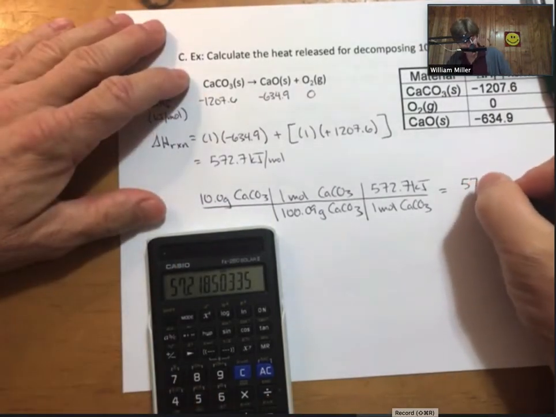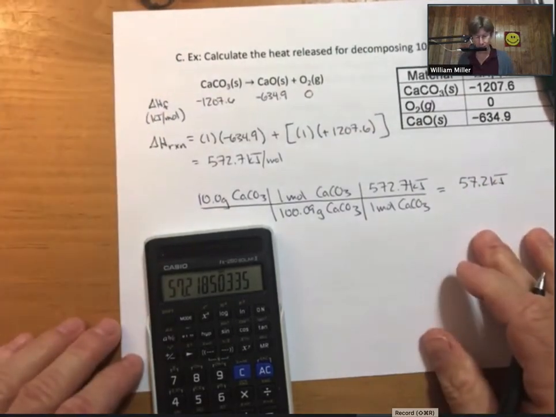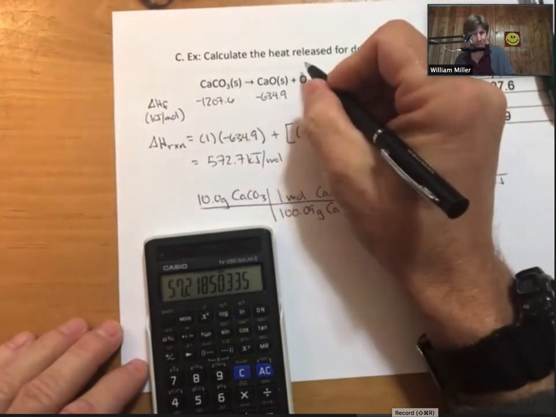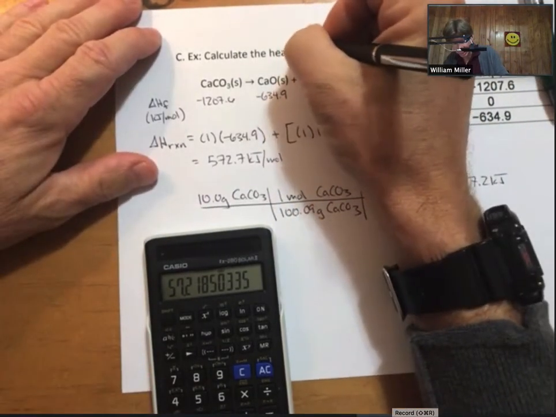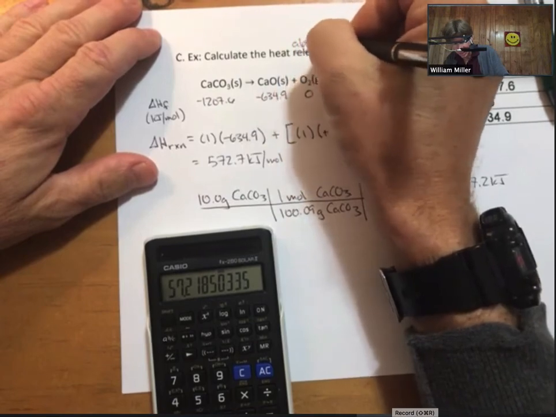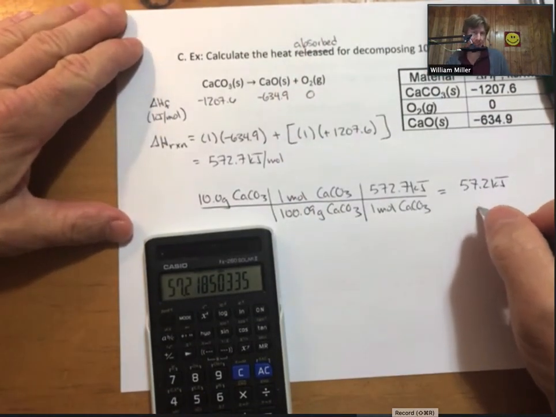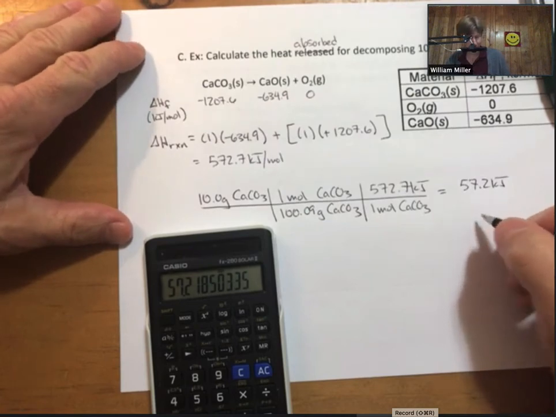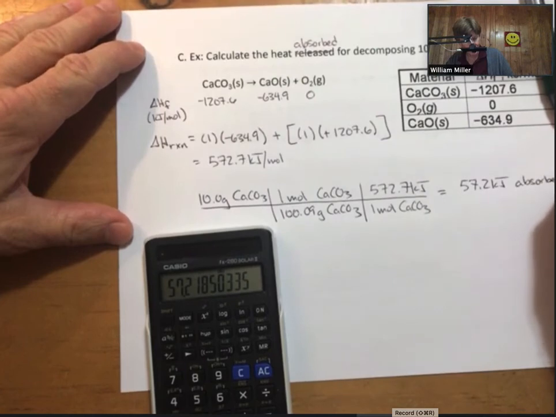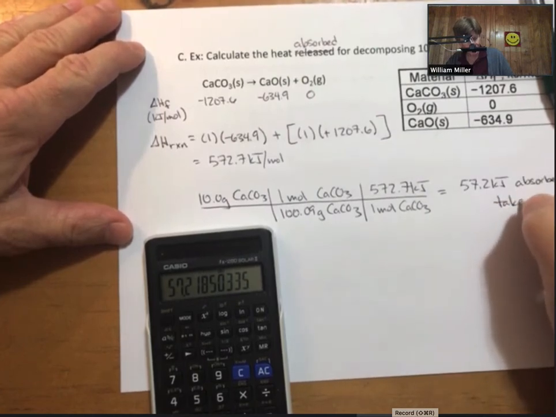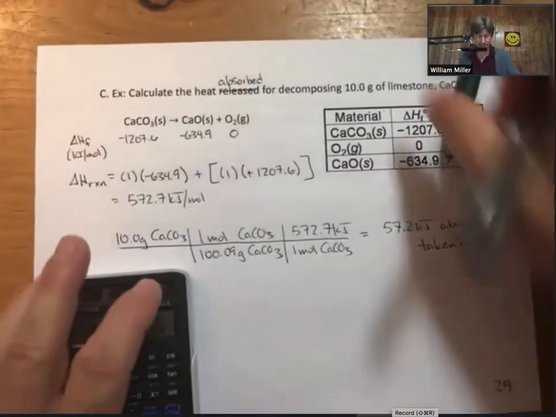57.2 kilojoules. It says heat released in the initial problem. This is heat absorbed, because it is positive, which means it is taken in. This is an endothermic reaction, absorbed or taken in. The positive number tells you that anyway.